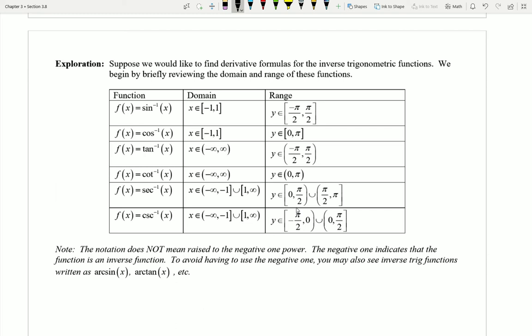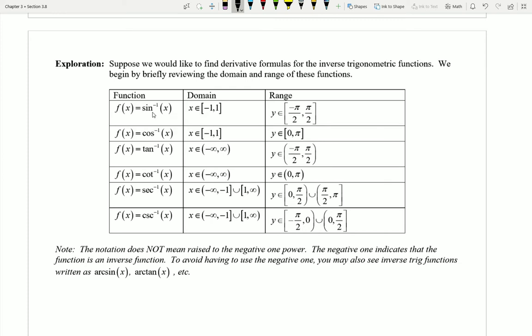We're now going to take a look at an important use of implicit differentiation beyond just calculating the derivatives of an implicitly defined equation. Now, this is going to relate specifically to finding derivative formulas for inverse trig functions. So of course it might be useful to do a little bit of a review of what the domains and ranges are of inverse trig functions.